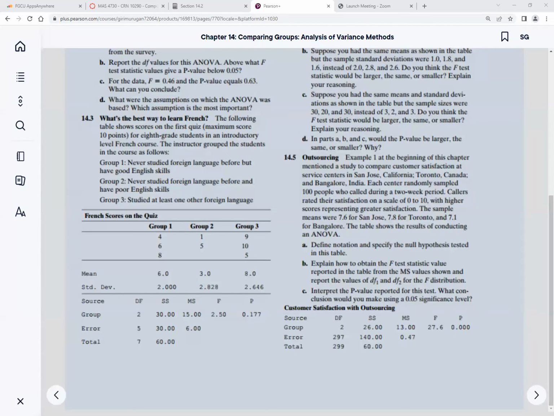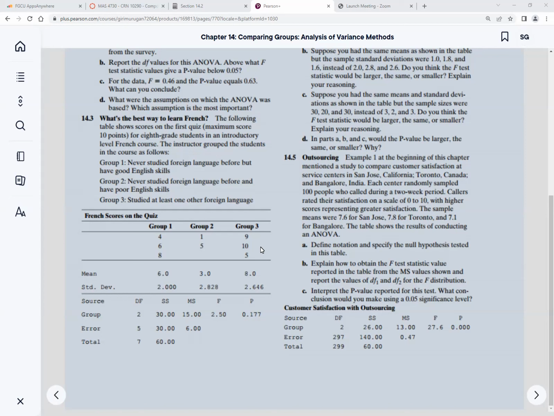Okay, so we have 3 groups, and those are the scores. First group, 3 people: 4, 6, 8. Second group, 2 people: 1 and 5. And the third group: 9, 10, 5. The means are 6, 3, and 8. By the looks of it, do you think that one group is doing better than the other?